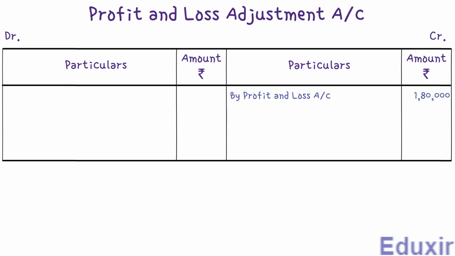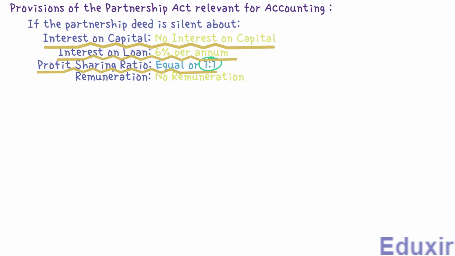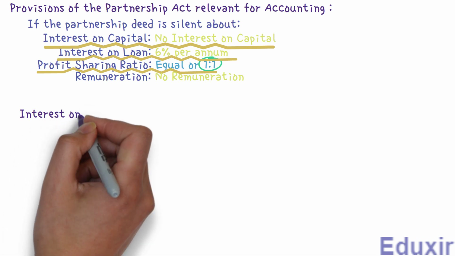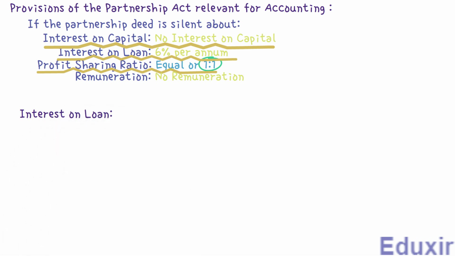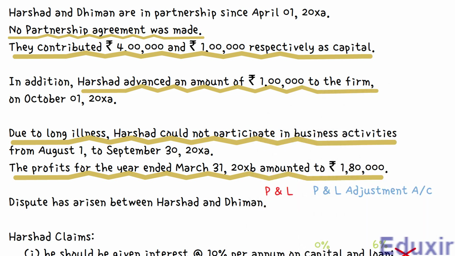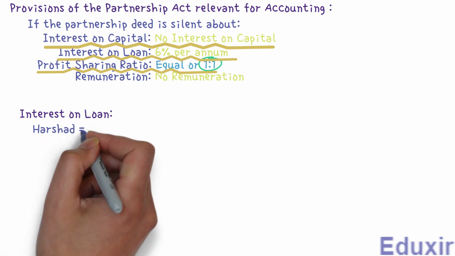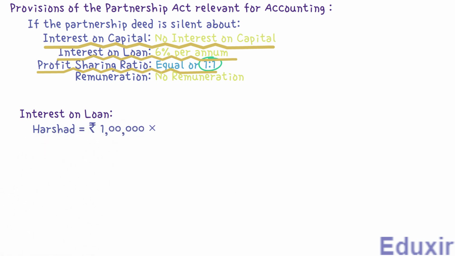With that, we have completed the transferring of the profit from the profit and loss account to the profit and loss adjustment account. Let us now proceed with the calculation of the interest on loan. Let us first write the header interest on loan to indicate that the calculation that we are going to do next is related to the interest on loan. Now, as we have already seen in the problem, the partner Harshad has given a loan amount of 1 lakh rupees to the firm. Now, to calculate the interest on loan given by the partner Harshad, his loan amount of 1 lakh rupees should be multiplied with the rate of interest on loan, which is 6 upon 100. This should give us the yearly interest on the loan given by the partner Harshad.